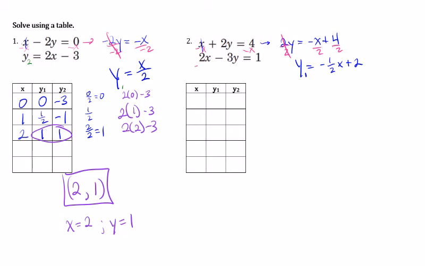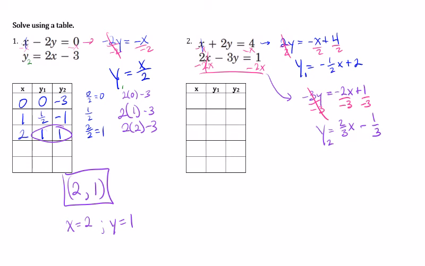Okay, for the y2, we're going to subtract 2x from both sides, and so we'll get negative 3y equals negative 2x plus 1, right? Then I'm going to divide everything by negative 3, and so we get y equals positive 2/3 x, right? Negative divided by negative is positive, minus 1/3. Okay, so we'll call this y2.